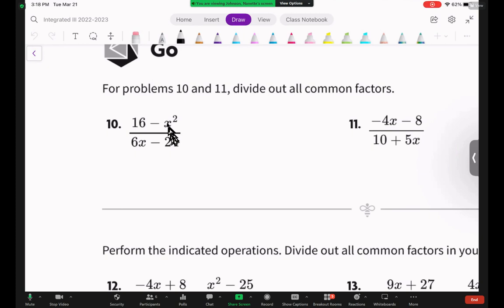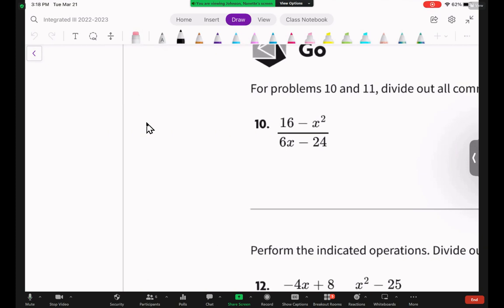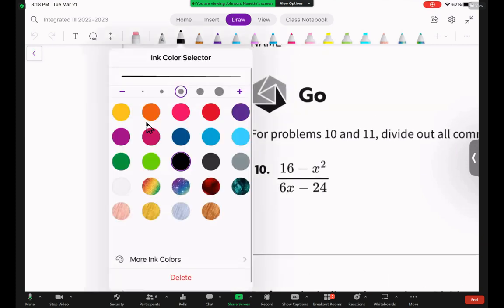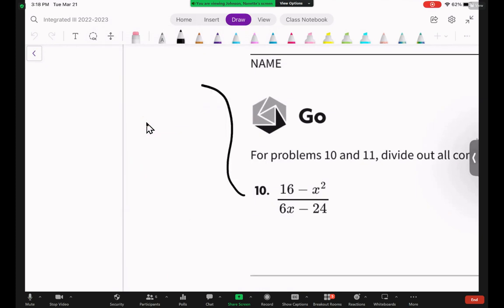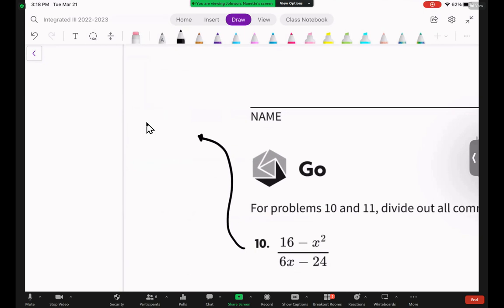Okay. So the very first thing that I'm going to do is switch things around so that it says negative x squared. I'm going to do it up here too. So we got negative x squared plus 16 over 6x minus 24.